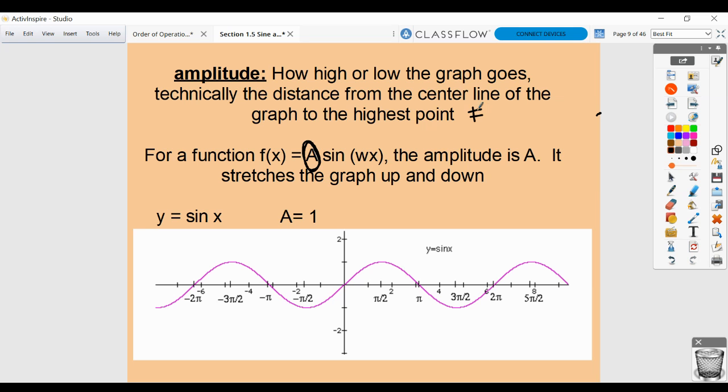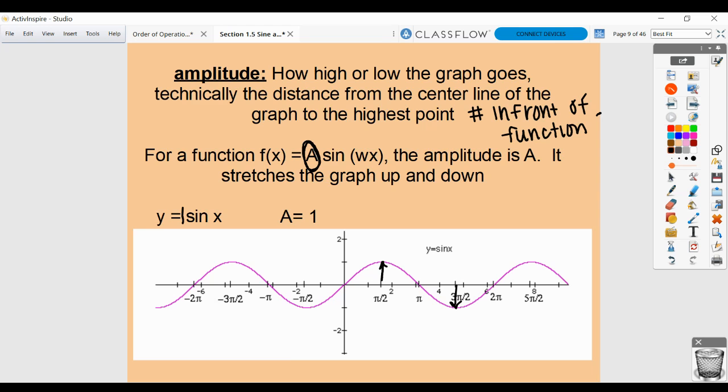The number in front of the function, and it's just how high or how low it goes. So what number is in front of the sine here? It's a 1. So the amplitude is 1. And if you look from the center point of your graph, it goes up 1 and it goes down 1.